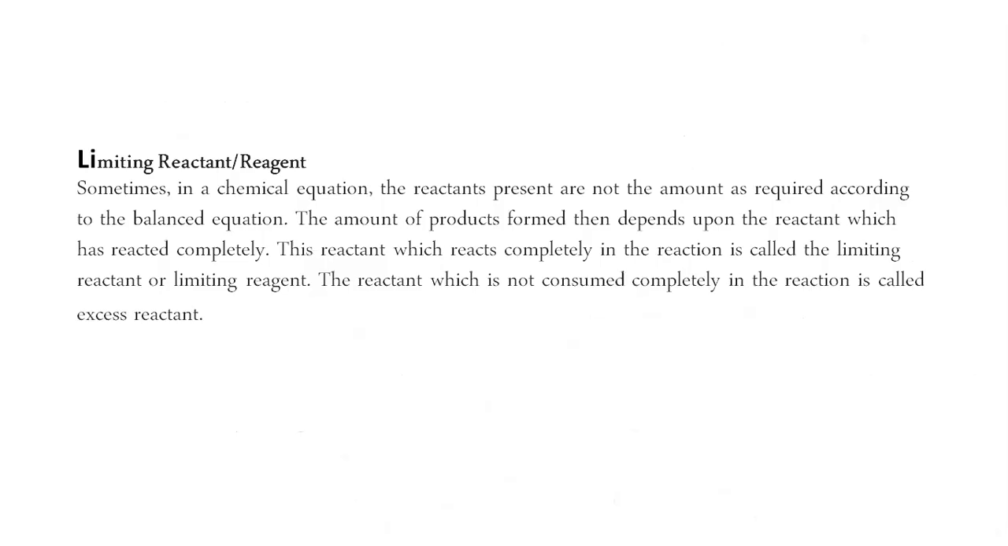Okay, then limiting reagent. What do we mean by limiting reagent? Sometimes in a chemical reaction, the reactants present are not in the same amount as required according to the balanced equation. So the amount of products formed depends upon the reactant which has completely reacted. This reactant which has reacted completely is called the limiting reagent. Or you can say the reactant which gets consumed and limits the amount of product formed is called the limiting reagent. So the moles of the products are always determined by the starting moles of the limiting reagent.